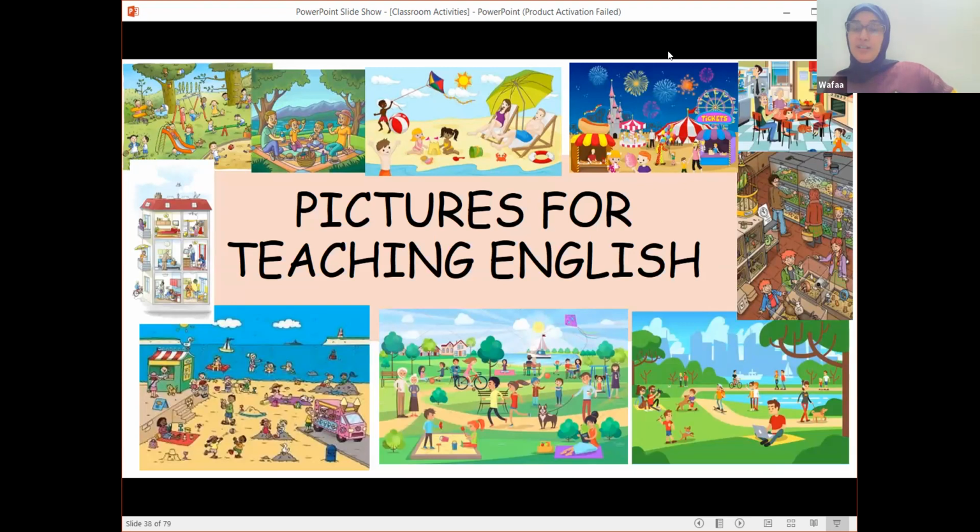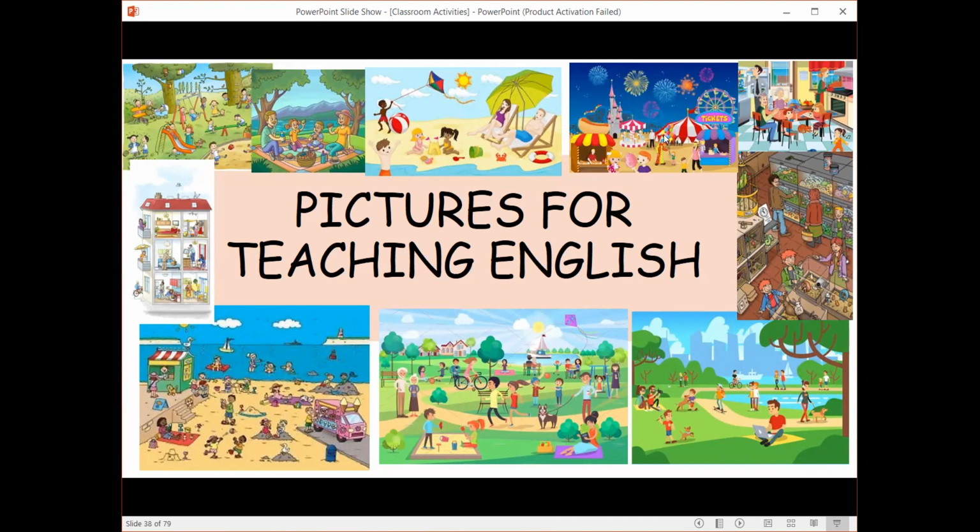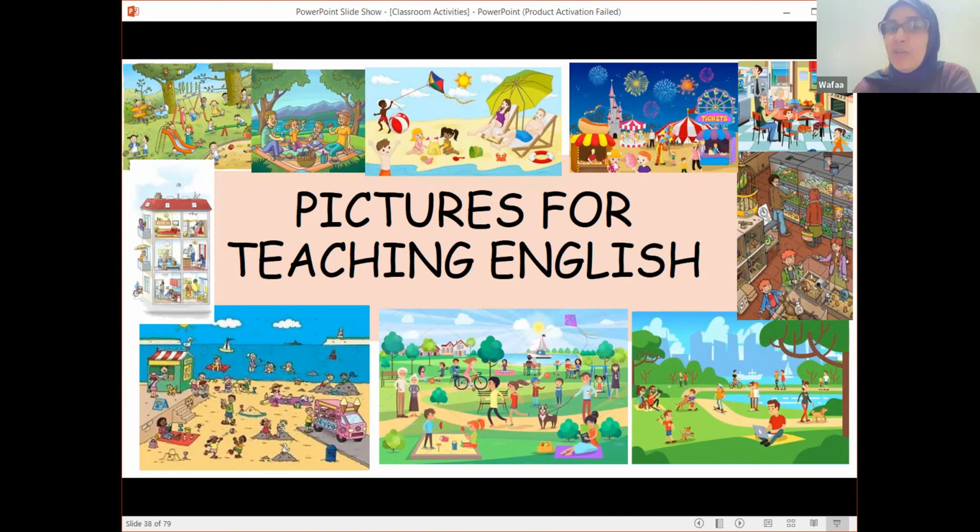Pictures for teaching English. A lot of pictures. How can we use the picture in teaching English? I'm not talking about teaching now. I'm talking about how can you start your session with an activity using pictures. Ideas. How can we do this? Raise a hand if you want to participate, please. Raise a hand if you want to speak. Yes, Miss Shaima, go ahead.